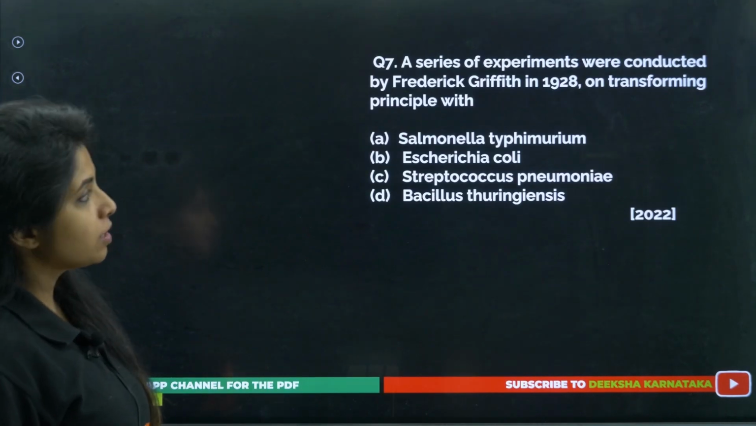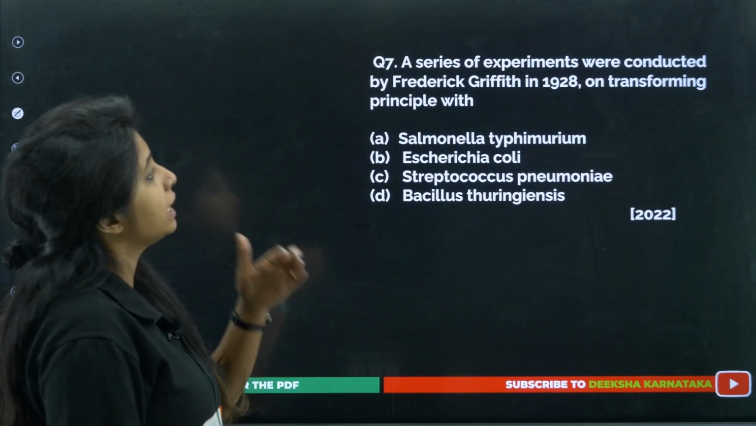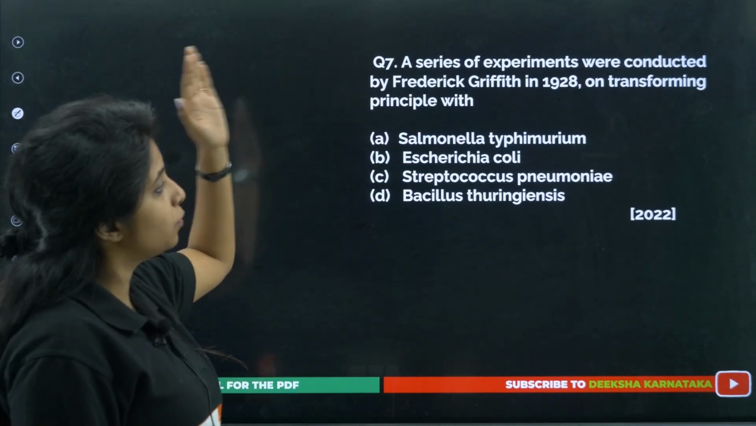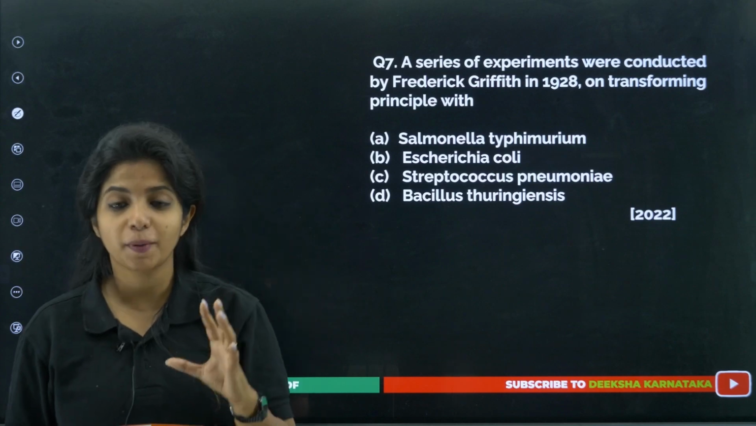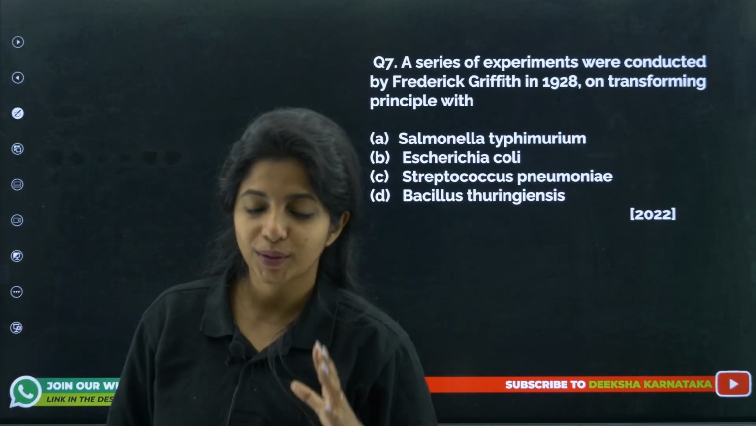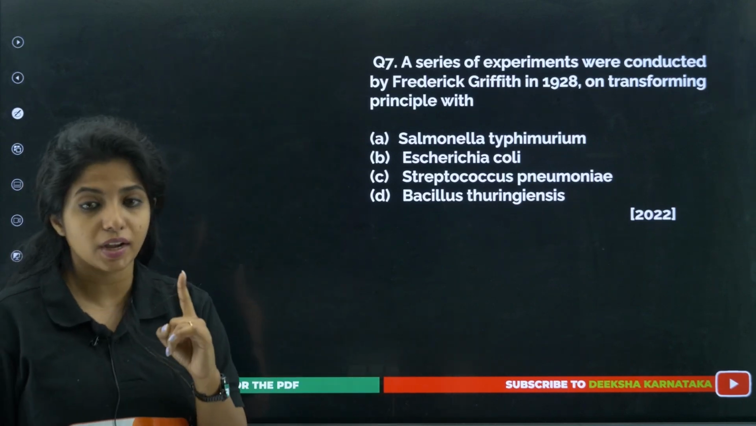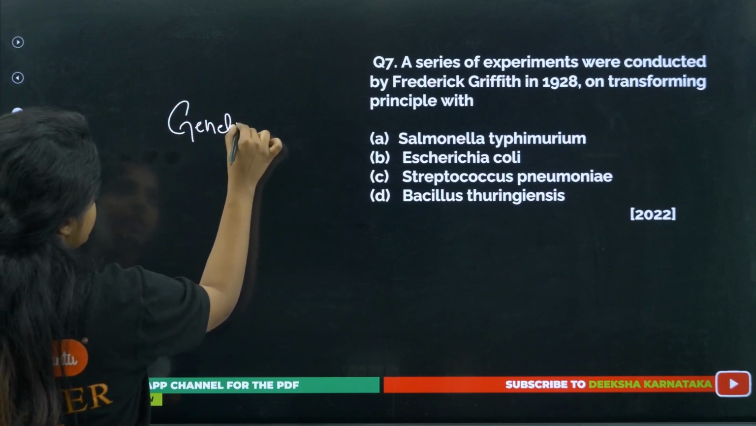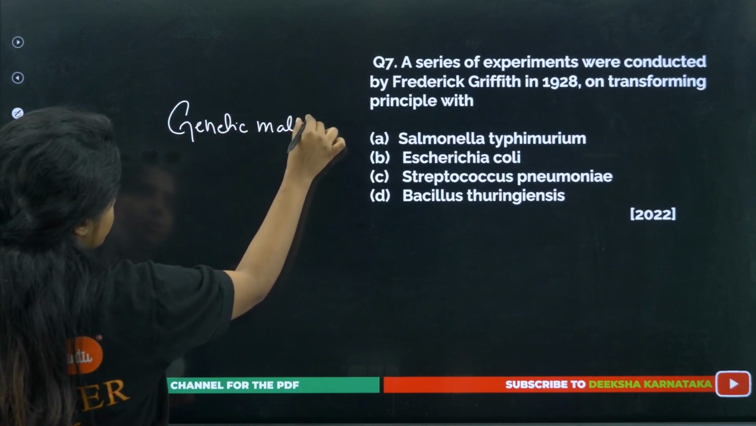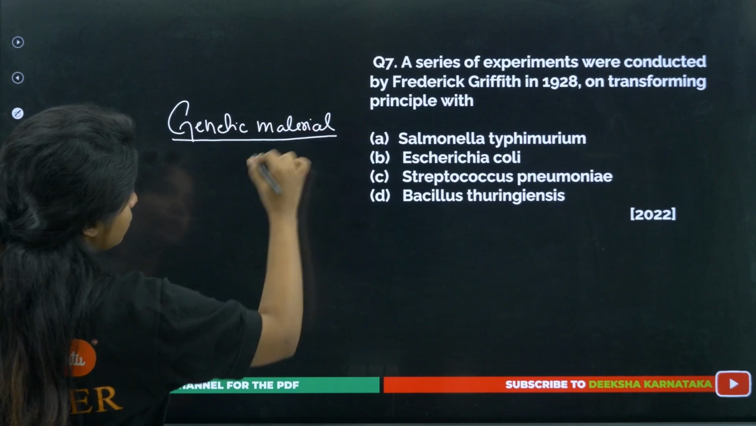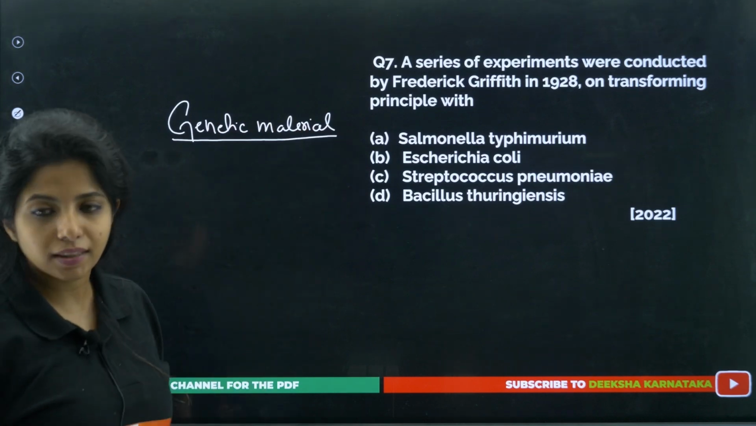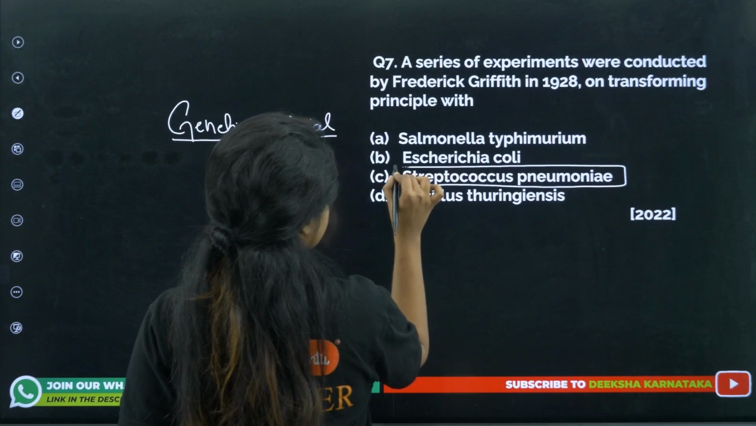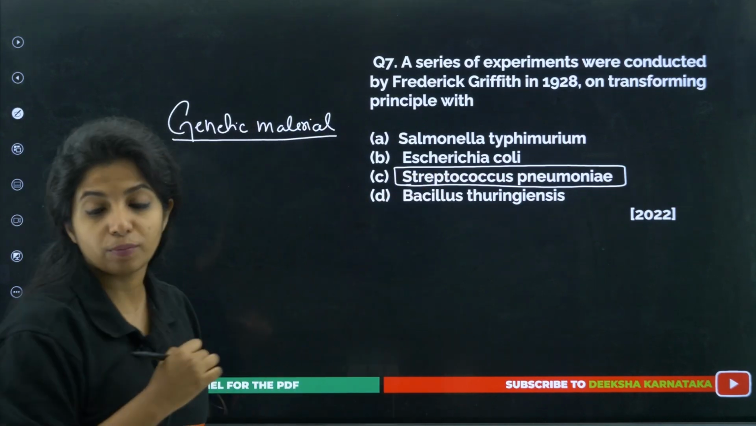Next question. Question number 7. A series of experiments were conducted by Frederick Griffith in 1928 on transforming principle with what? So an experiment was done by Griffith. Frederick Griffith, I told you, was the first guy who wanted to find what exactly is the genetic material, my dear children. So he went on trying to understand this with the help of Streptococcus pneumoniae.